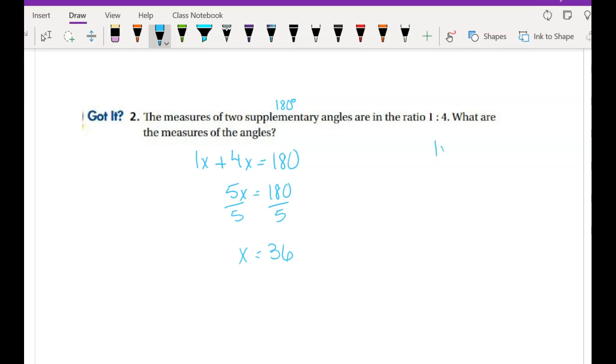So the first angle is equal to 36. And 4 times 36 is equal to 144. So 1x would be my smaller angle, and 4x would be my larger angle.